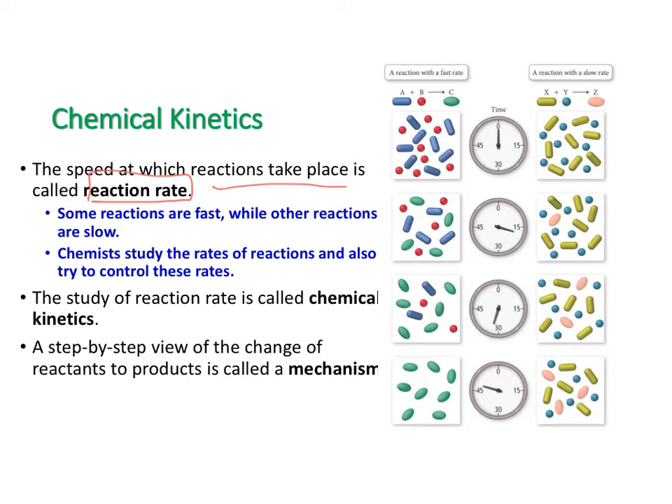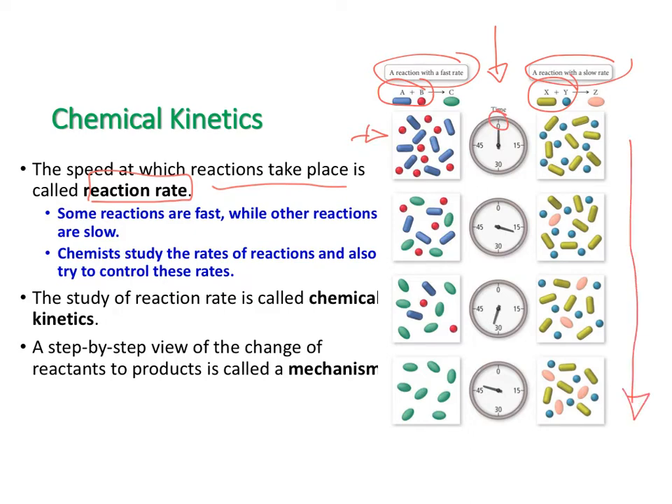Here we have our timer, and we have a reaction with a fast rate on this side, and then a reaction with a slow rate on this side. We start off with our reactants, those are our major components in each of those at time 0. And then as time goes on, we start to see our product form for both of these. For the left hand side, it's the little green circle, and for the right hand, it's the pink.